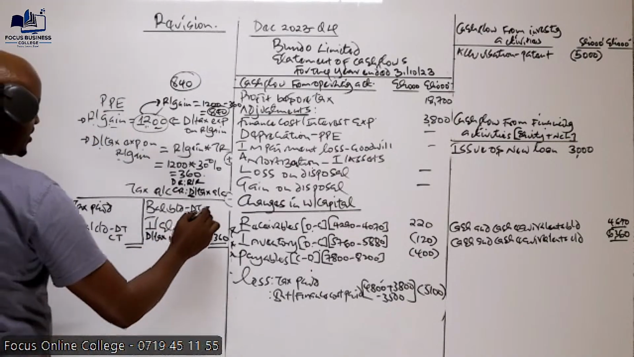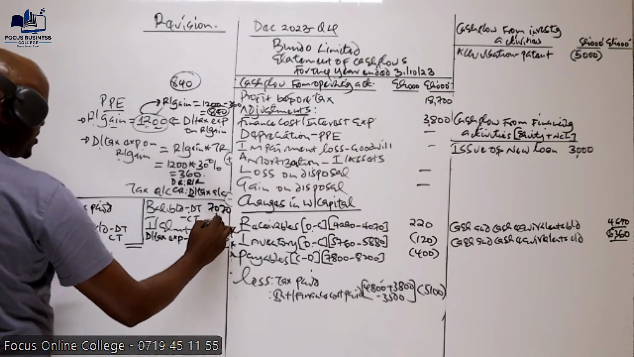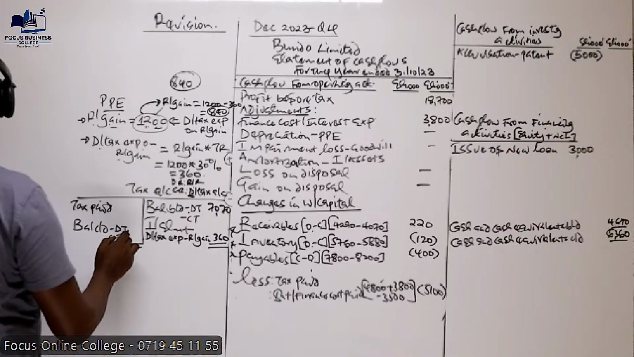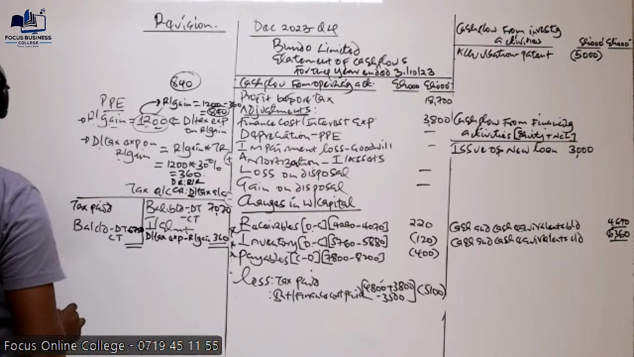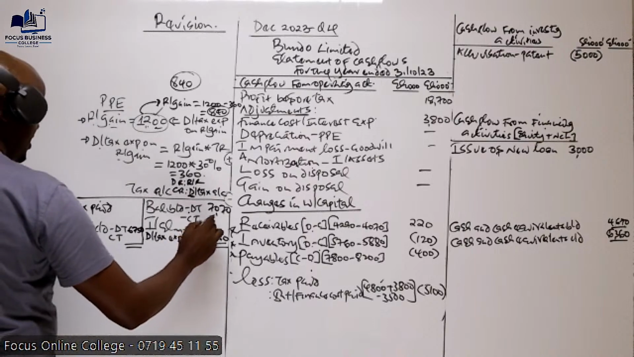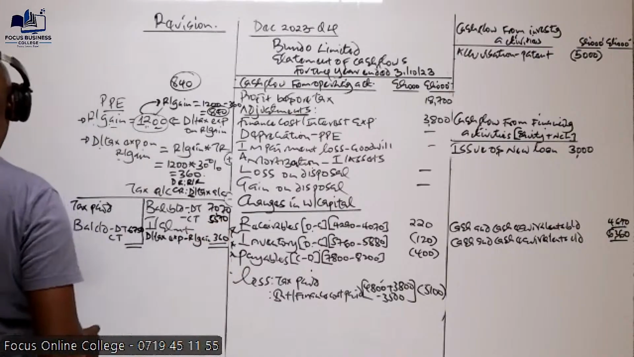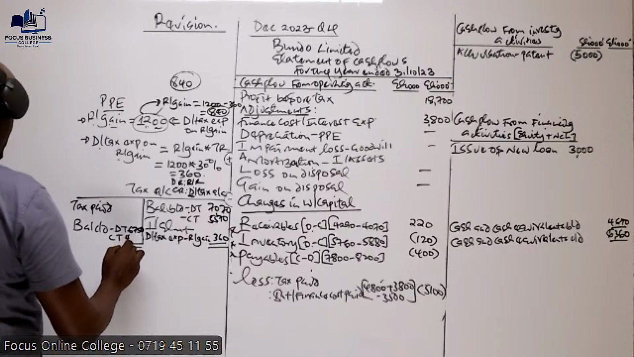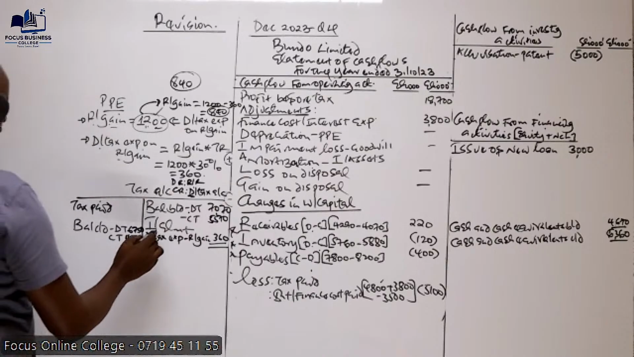The deferred tax at the start was 7070. The deferred tax at the end is 6750. Then under the current liabilities, still in our balance sheet, we have current tax. Current tax at the start was 5570. Current tax at the end is 4230. Then we go to the income statement.